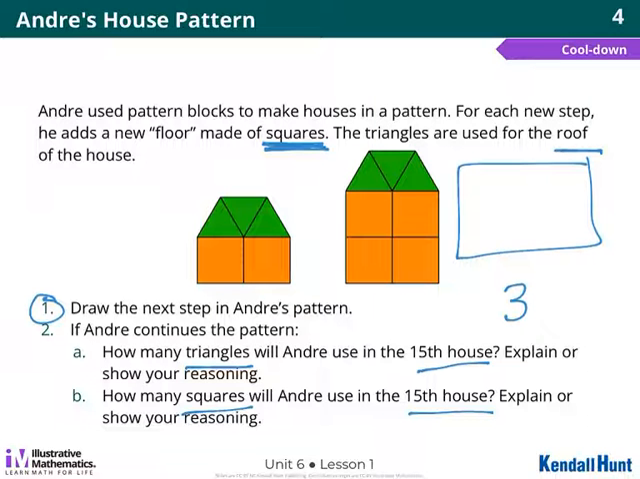For A and B, you do not need to draw the 15th house. You only have to draw for part A, or 1, for number 1. All right, while you do your cool down, eat your snack.